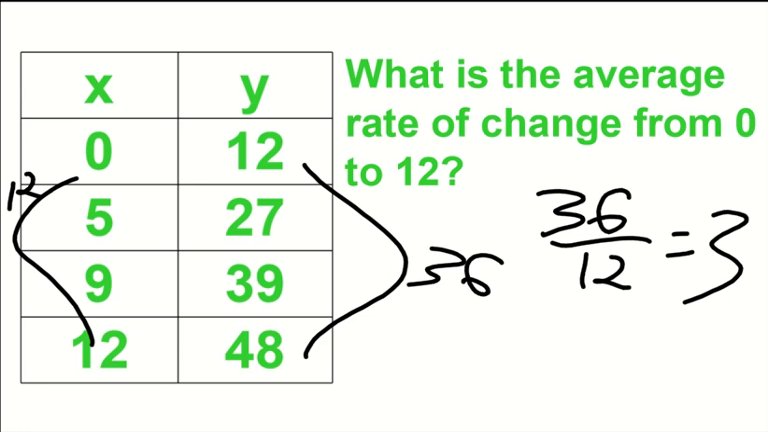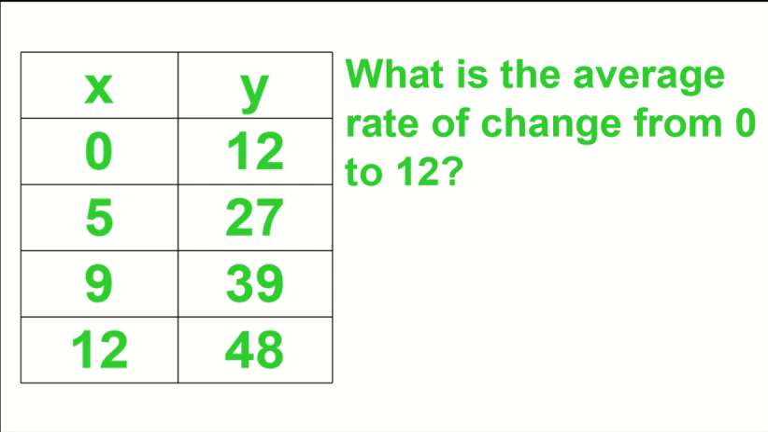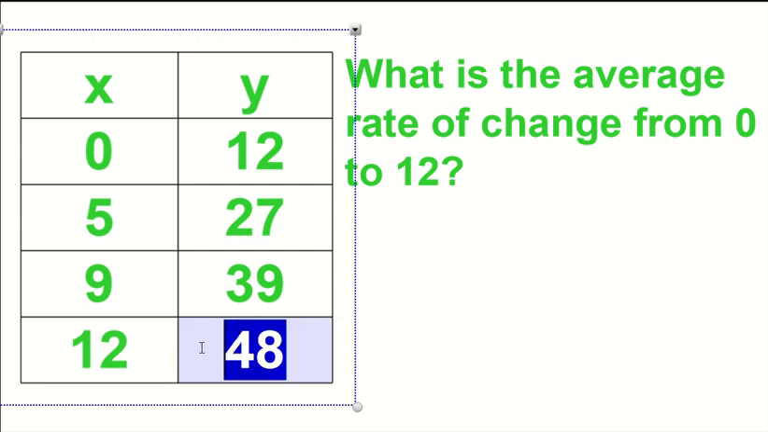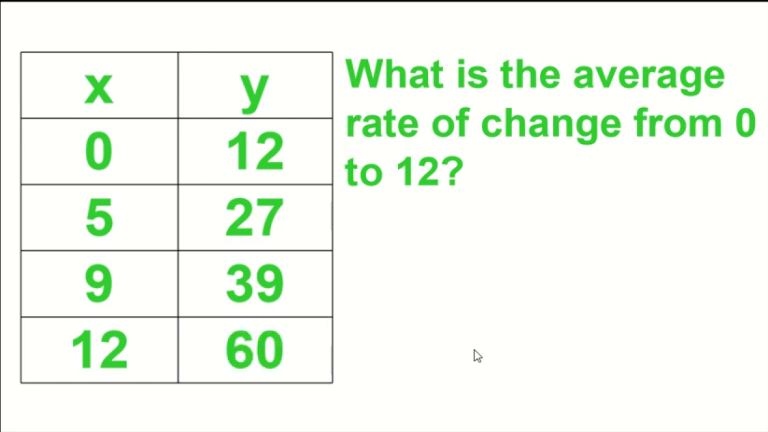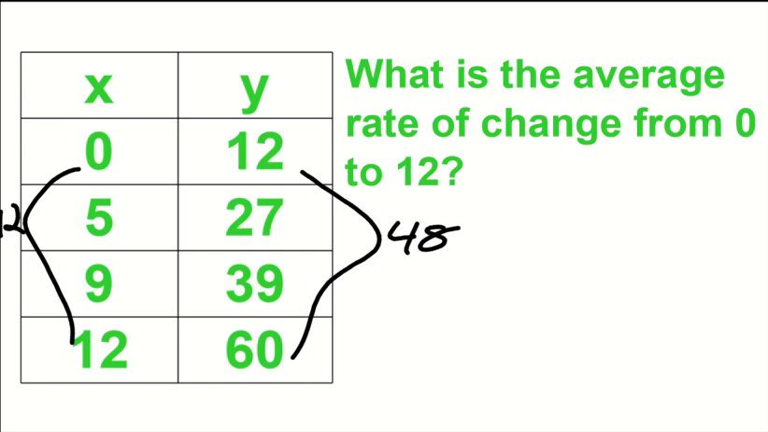Sometimes, though, you get something a little bit different. So if we had, I don't know, let's put 60 here instead. All right, so now, what's the average rate of change from 0 to 12? 4. Change in y over change in x. Now the change in y is 48. Change of x is 12.